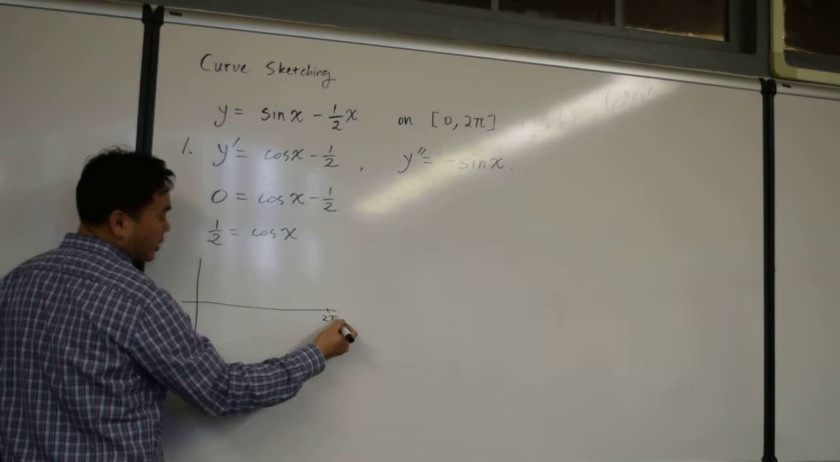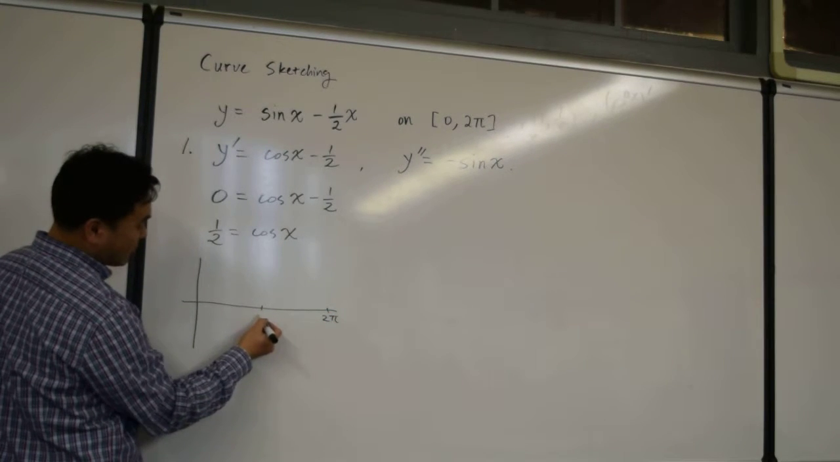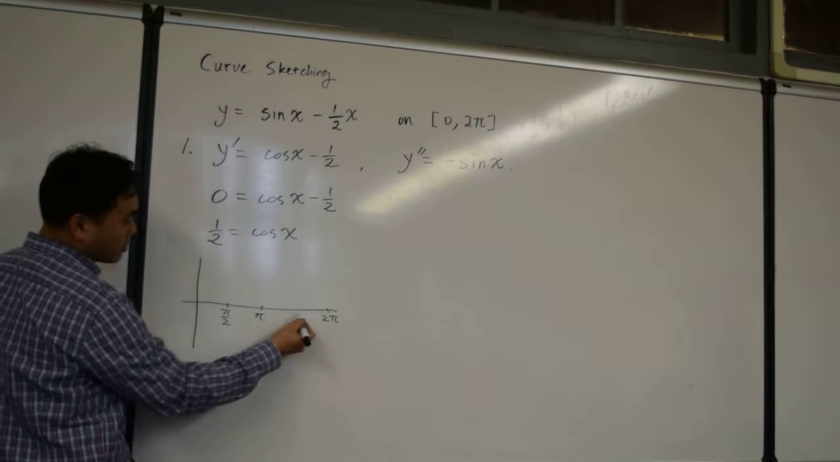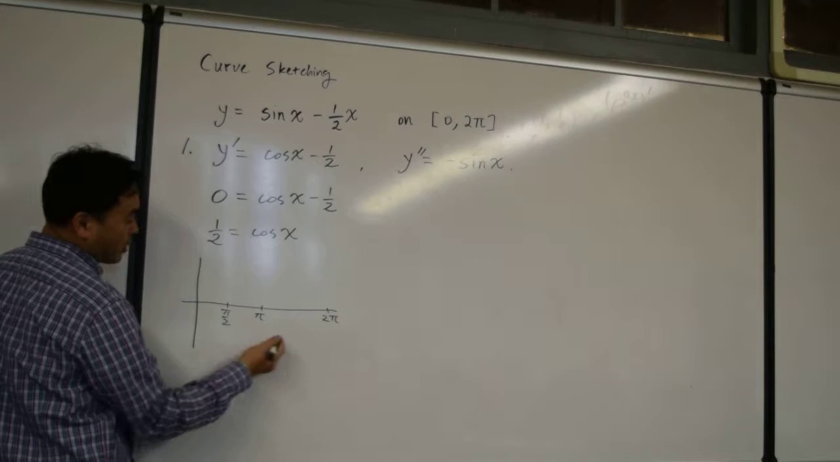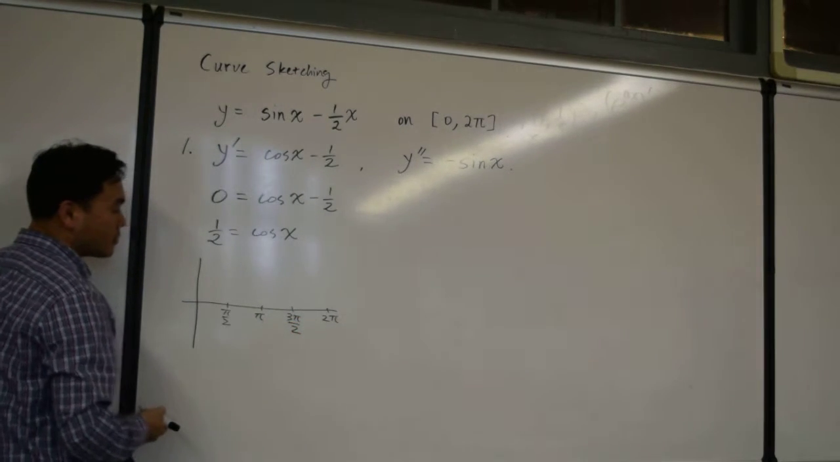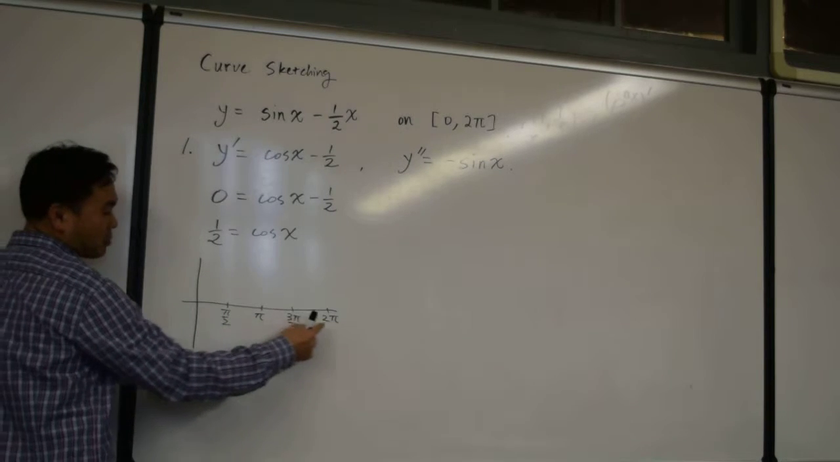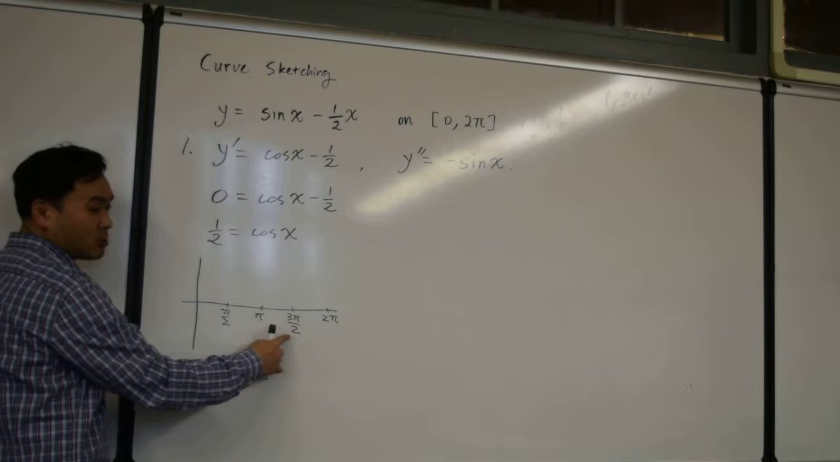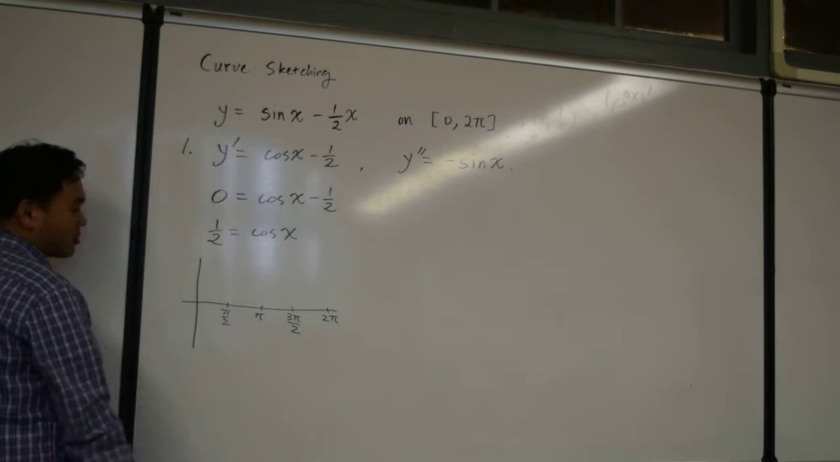So here's 2 pi. Half of it is pi. Half of pi is pi over 2. Between pi and 2 pi, the midpoint is 3 pi over 2. That's because if you add pi plus 2 pi, that's 3 pi, and if you average it, you have to divide by 2. So that's the midpoint.